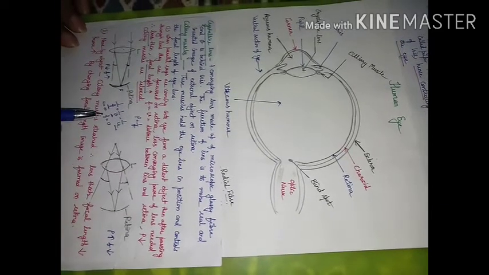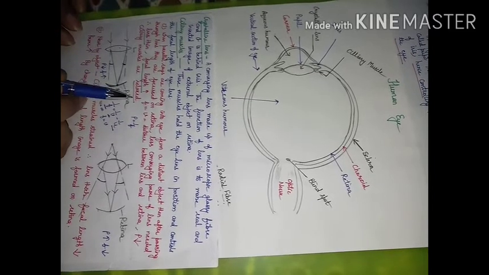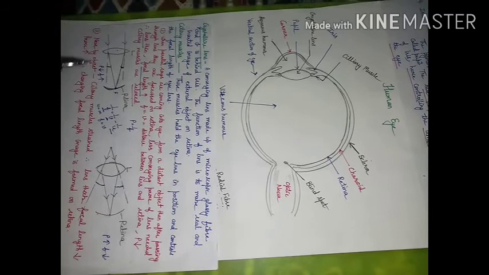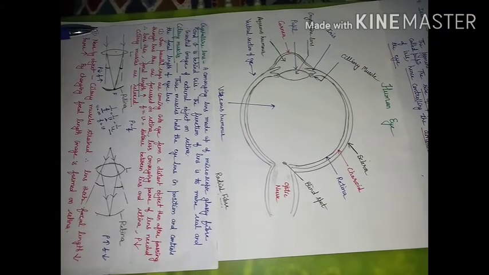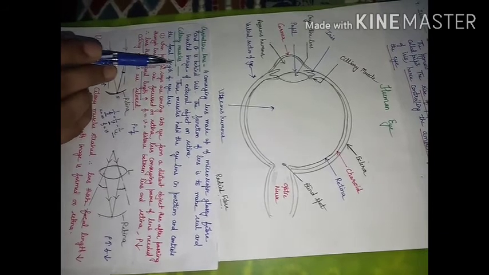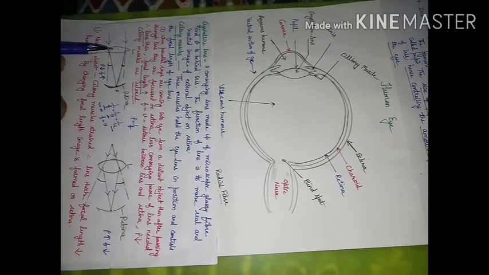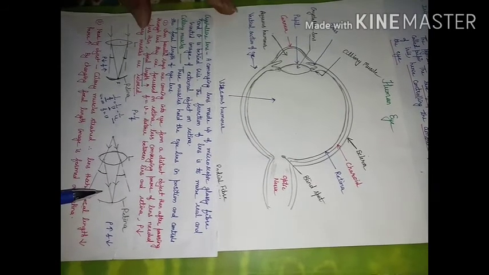So as per requirement, the ciliary muscles are either in a relaxed state or they are strained, to change the thickness of the lens or to change the focal length of the lens. So this is very important. What is the function of the ciliary muscle? The function of the ciliary muscle is to change the focal length of the lens that is present in the human eye.